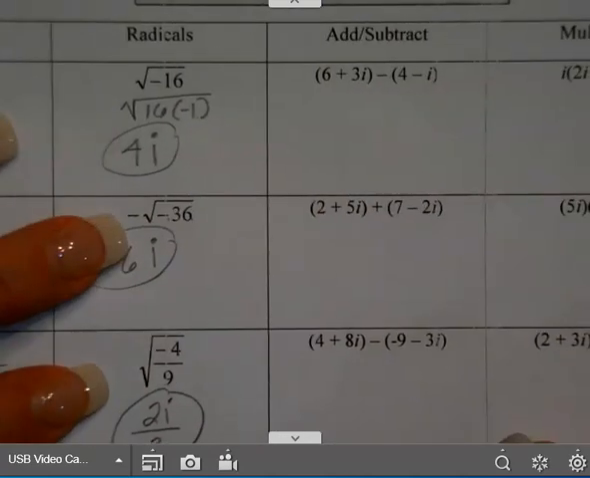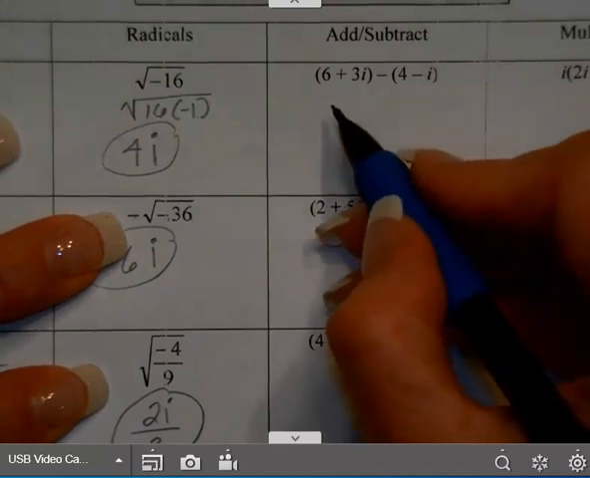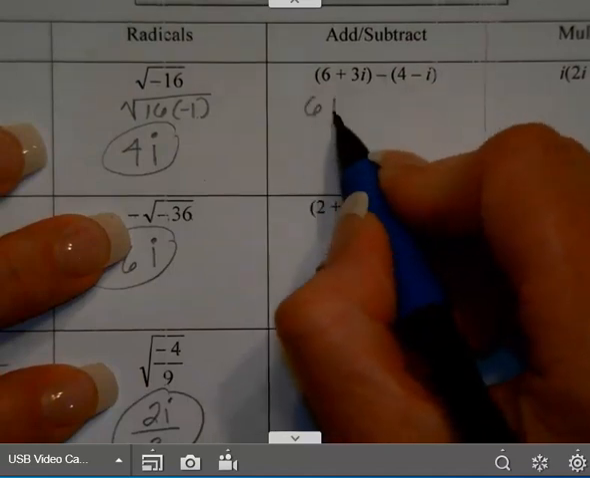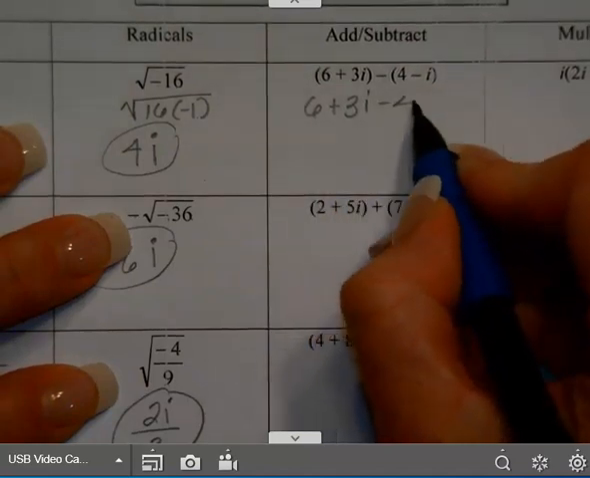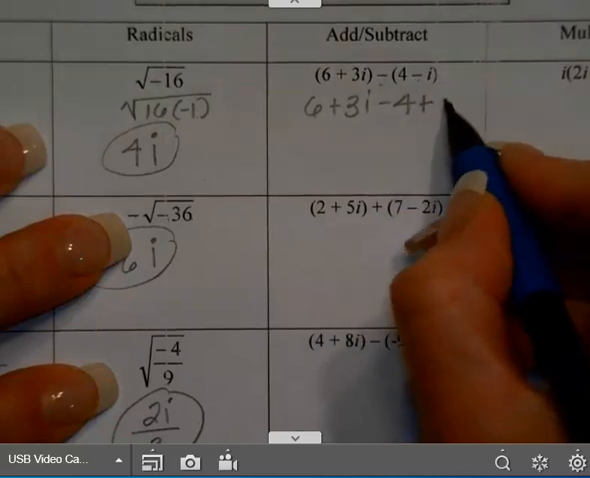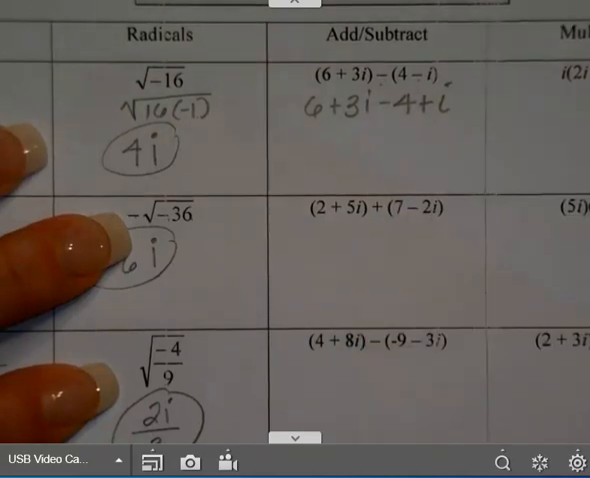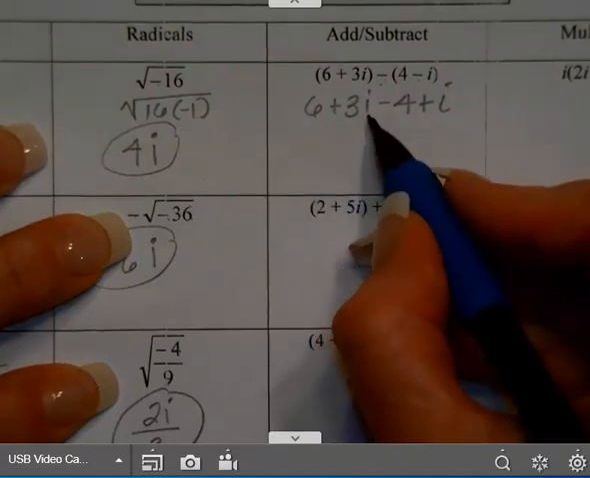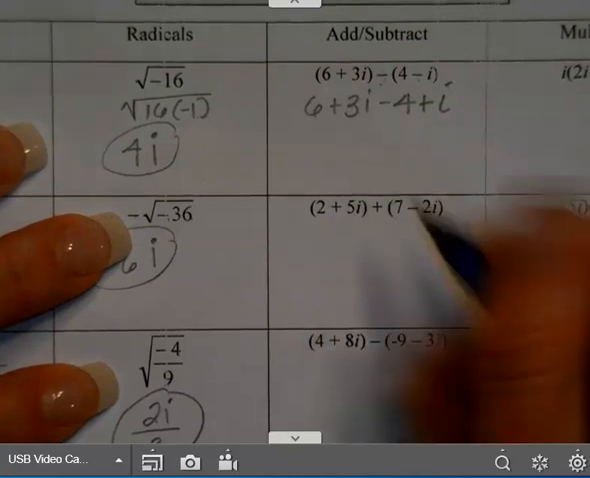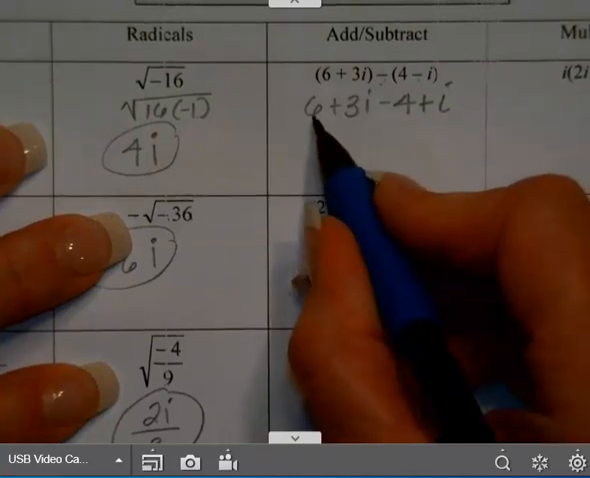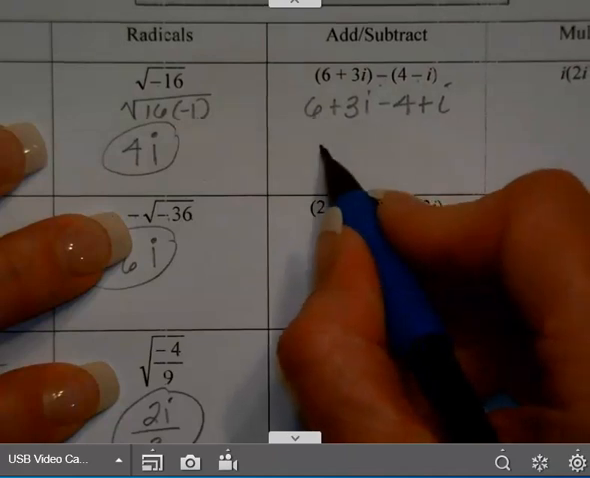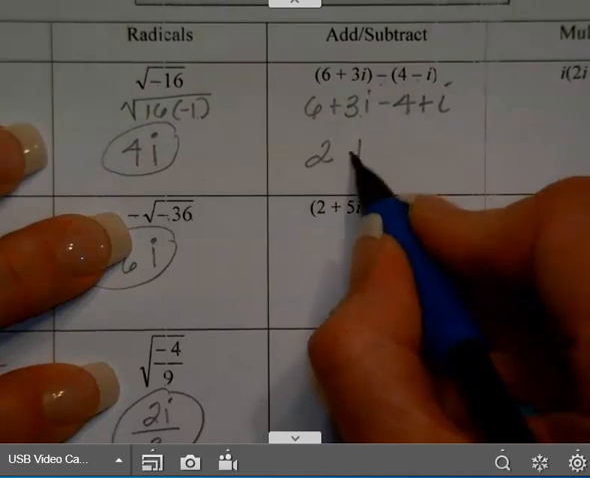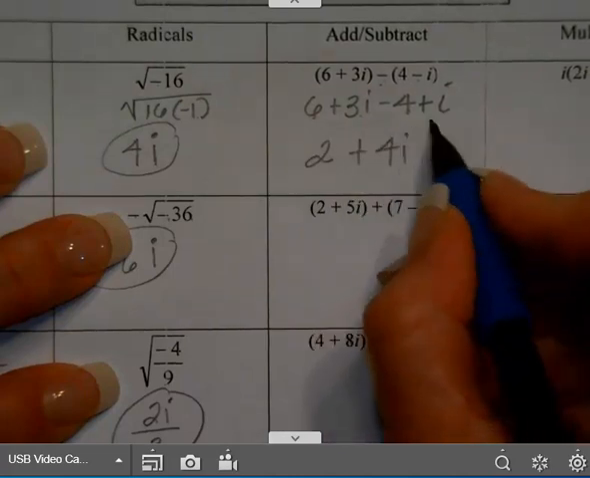On the next group, these are nice because they're super easy. This is a negative, so I'm just going to distribute this. And a negative negative gives me a plus there. And you add real parts together and you add imaginary parts together. So it's treated just like x would be a variable if you were working with polynomials, but this is a 9. So I have 6 and a negative 4. That gives me a real part of 2. And 3i plus 1i gives me 4i. So that'll be my imaginary part for my complex number.